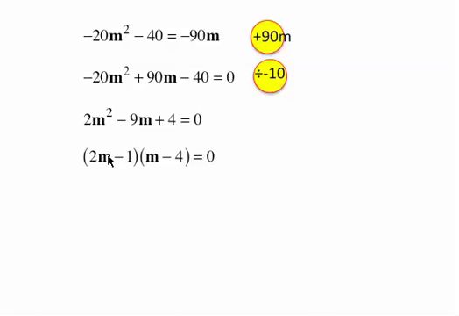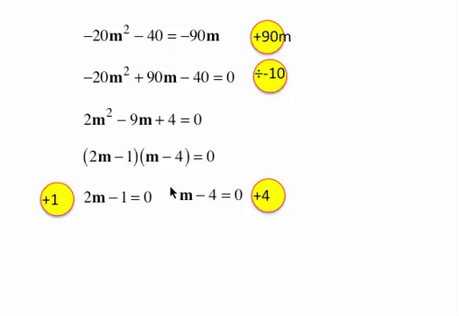And so we have 2 brackets multiplying each other to give us 0. So we know that either one or the other or both brackets must be 0. In fact, sometimes this bracket is 0 and sometimes this bracket is 0. So I'm going to set each bracket equal to 0. So my 2m minus 1 equals 0, and my other bracket, m minus 4, is equal to 0. To get the m alone here, I'm going to get rid of this negative 1 by adding 1 to both sides. And over here, I'm going to get rid of the negative 4 by adding 4 to both sides.